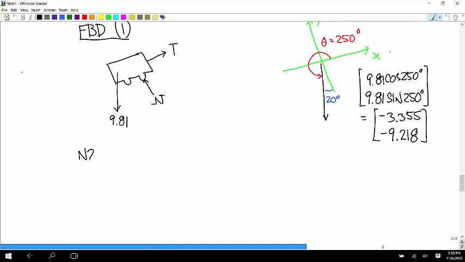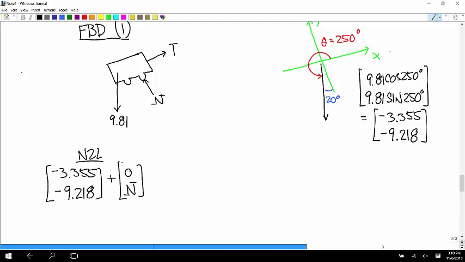Okay, so Newton's second law says negative 3.355, negative 9.218 plus 0N plus positive T0, that's in the positive x direction, is equal to the mass of this body, 1, times the acceleration, a0.